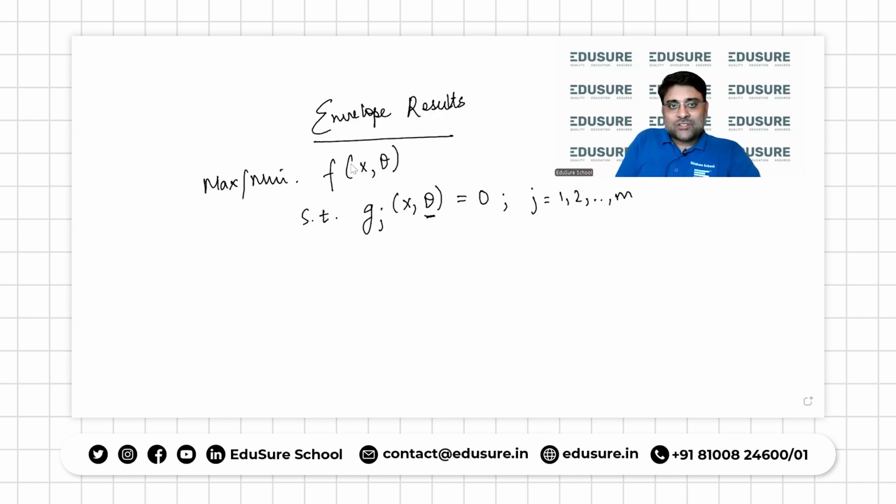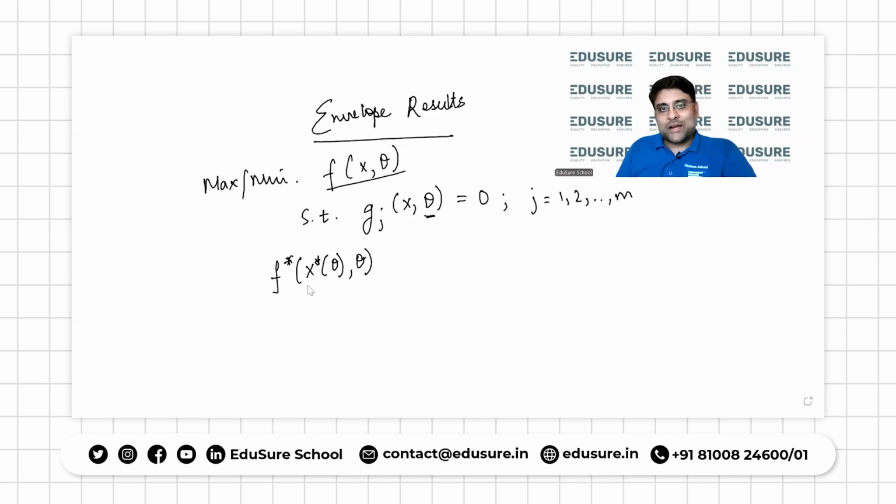So if I want to maximize or minimize this function, I will be getting an optimal value. The optimal value, I call it f star. This x star is also a function of the parameter theta. How will this f star change due to changes in theta? So we aim to take a look at that.